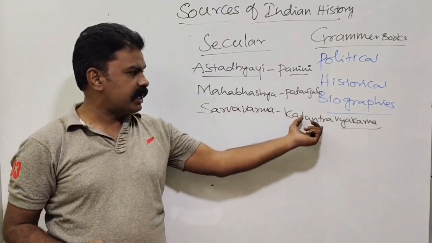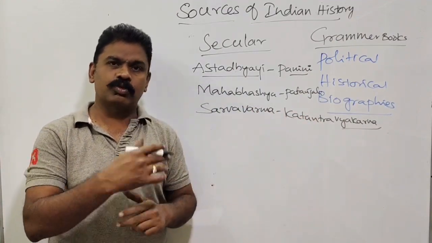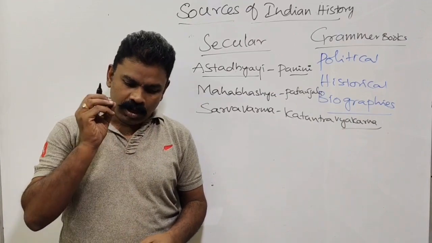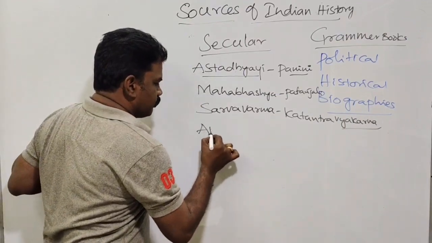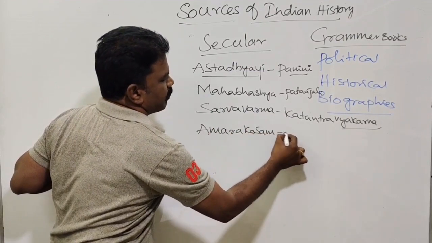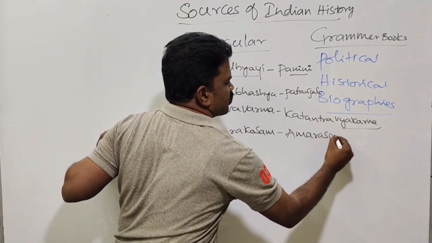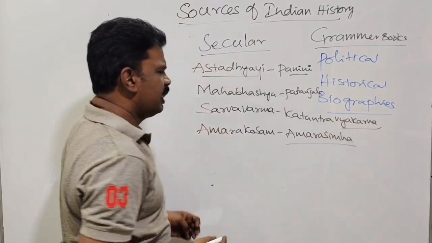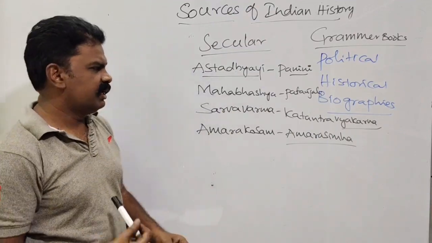Based on this book, we can easily learn Sanskrit. He wrote this book for Kuntala Satakarni to learn Sanskrit. After this, Amara Kosam was written by Amara Simha. It was the first Sanskrit dictionary in Indian literature.